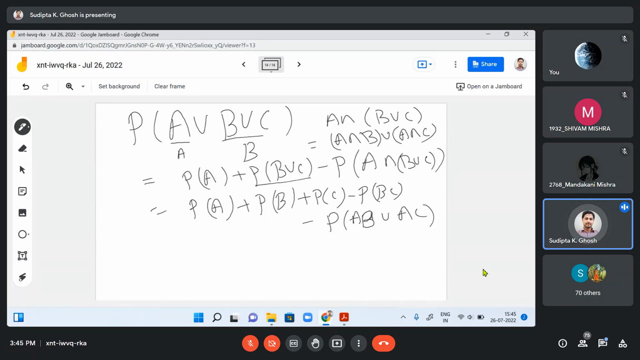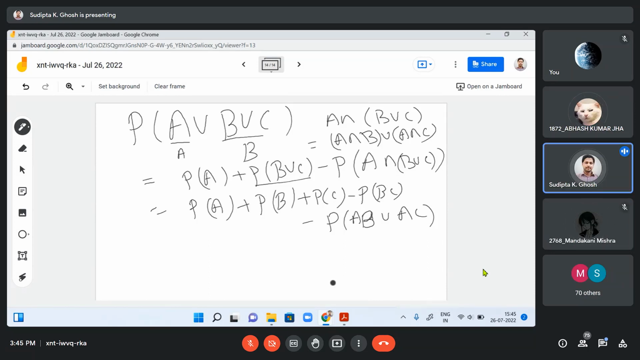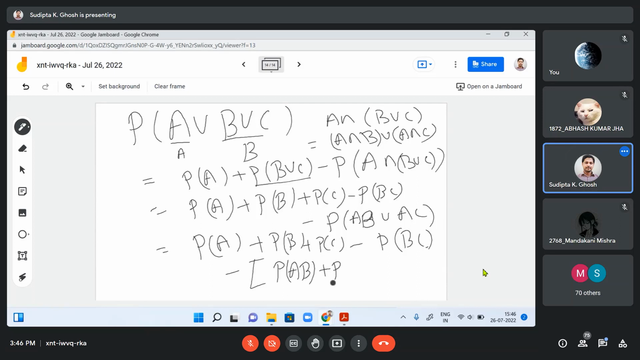Now can I break this part, by taking this as my A and this as my B? Exactly. So this becomes probability of A plus probability of B plus probability of C minus probability of BC. Okay. And this part minus probability of AB plus AC minus probability of.